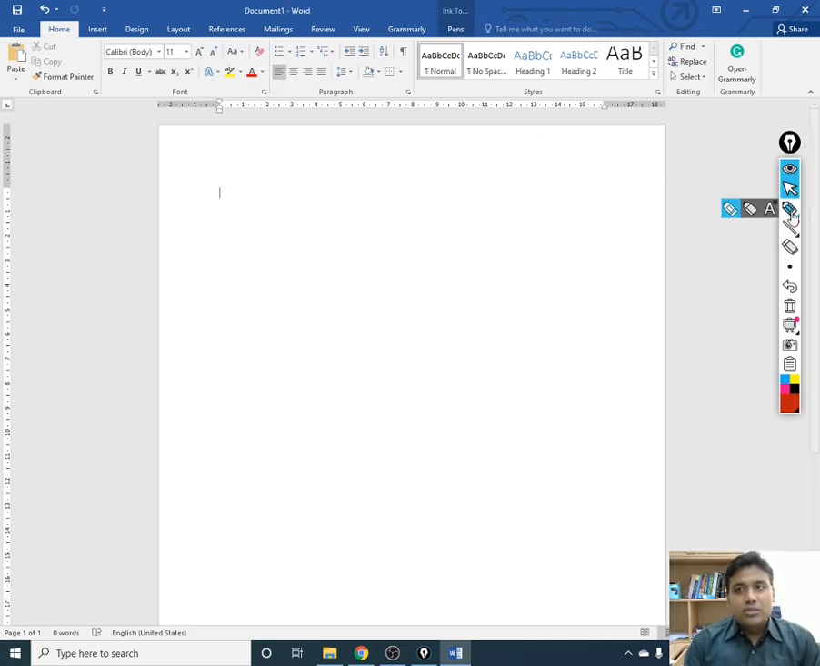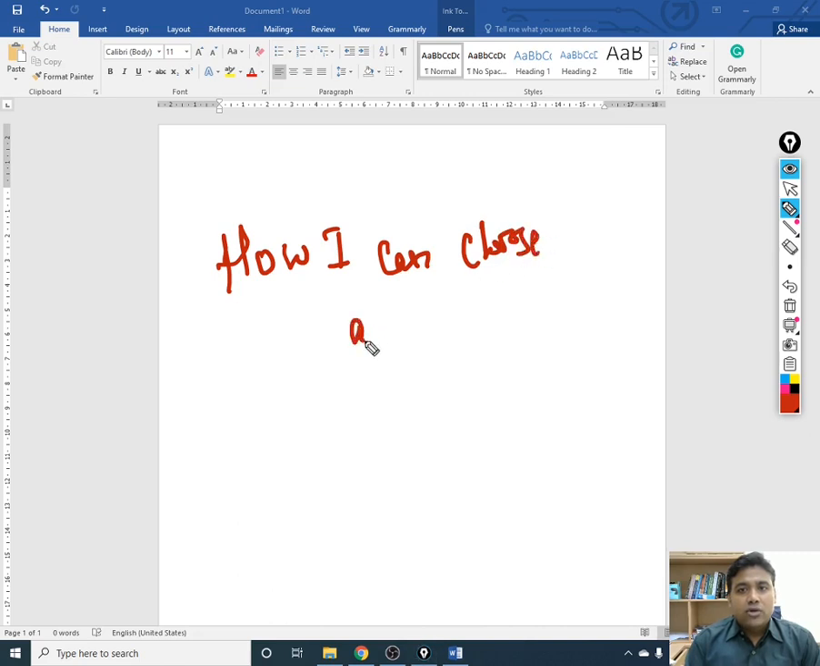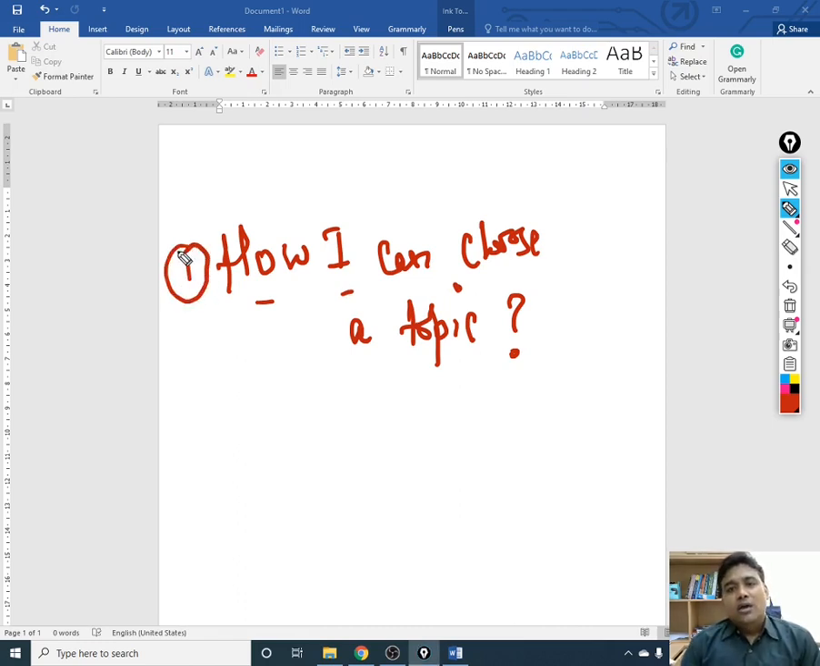So the problem is how I can choose a topic. This is the first question that is raised in the mind of a student: what is the possible way by which he can choose a topic. So today's first point of discussion is how to choose an appropriate topic of research.